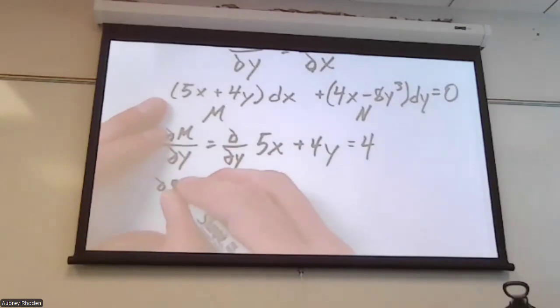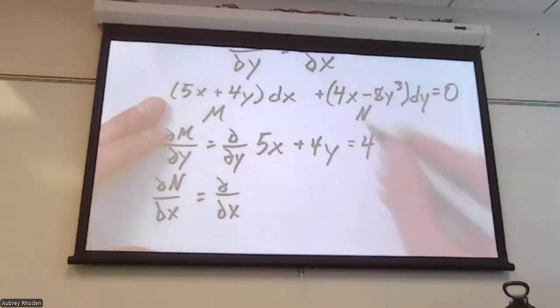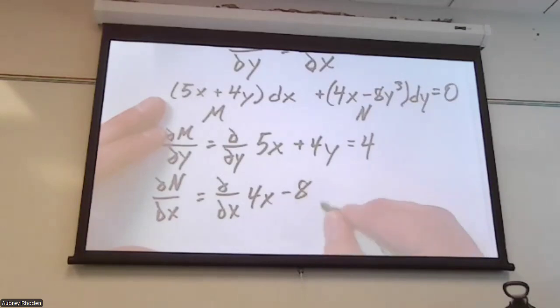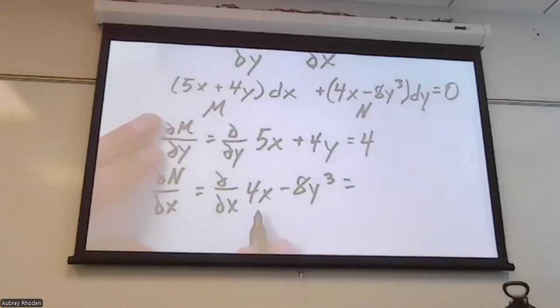Now I'm going to take the partial derivative of N with respect to x. And so that's going to equal the partial derivative with respect to x of this guy right here, which is 4x minus 8y cubed. Okay. Well, it's going to send this one to 0, but the derivative of 4x with respect to x is 4. Give a check mark.